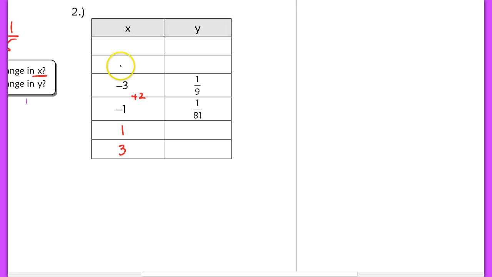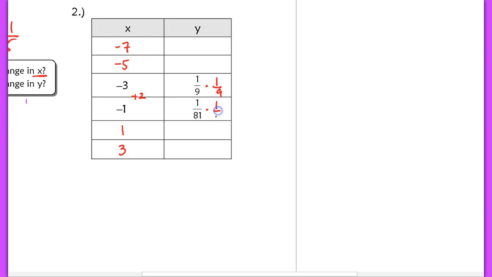Now to get the x values that are smaller, I'm going to subtract 2. So I would get -5, subtract 2 again, and I get -7. Now, the change in the y value, you can think of this as two different things. To get from 1/9 to 1/81, really I'm dividing by 9. I like to look at this, though, as a multiplier, so I'm going to change that into multiplying by 1/9.